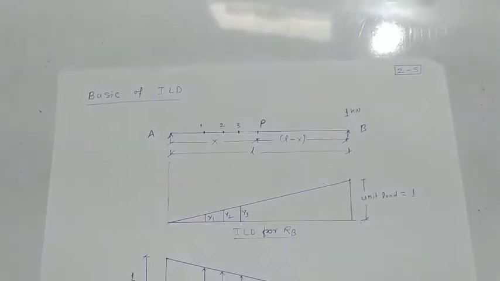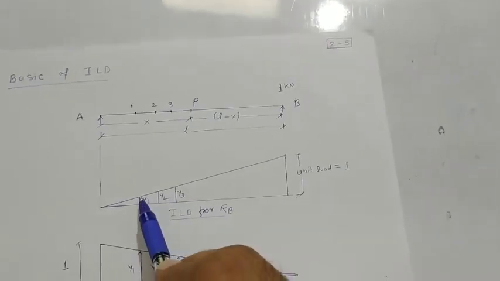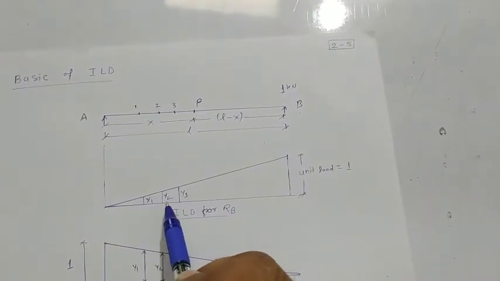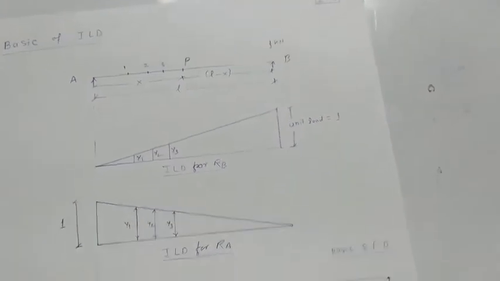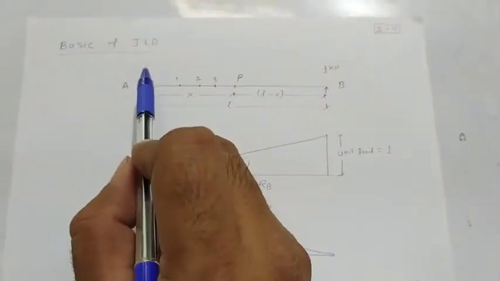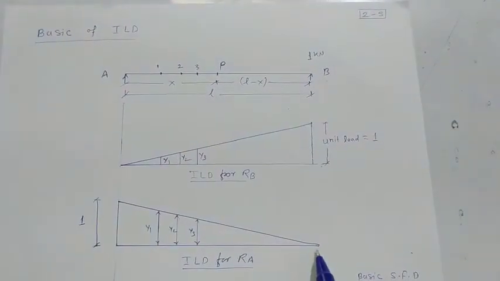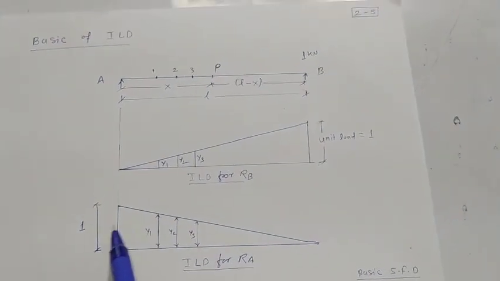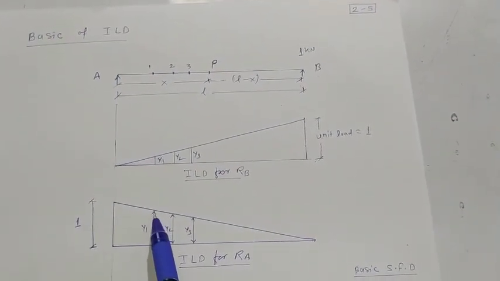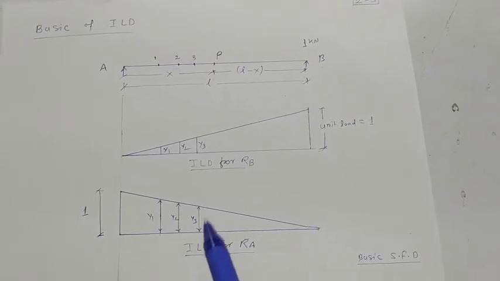Suppose my beam is subjected to 3 point loads. So, I will find 3 ordinates y1, y2, y3. Similarly, I want to find out the support reaction Ra. So, I will apply the unit load at point A and my reaction at point B becomes 0. So, this becomes unit. Okay. So, the ordinates will be the same y1, y2, y3. This is the ILD for Ra.